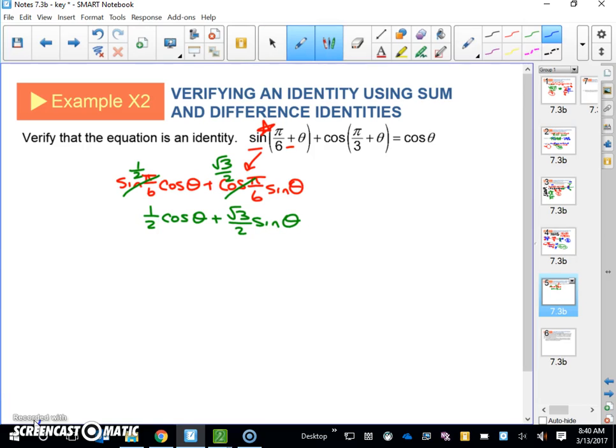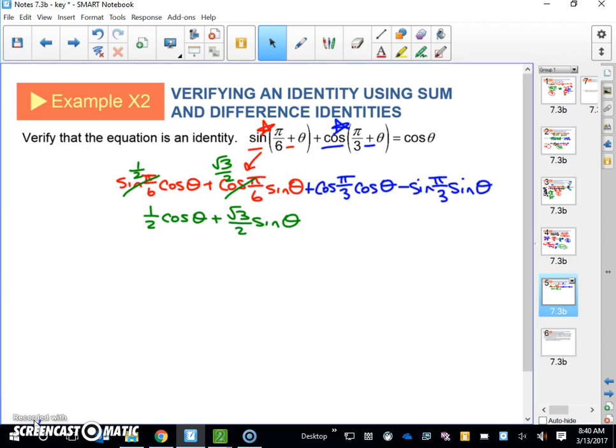When we look over here, we see a cosine sum. And so we would have a second identity for this cosine sum. Cosine sum says cosine, cosine minus sine, sine. And so we would have cosine of the first one, cosine of the second one, minus sine of the first one, sine of the second one. Cosine, cosine minus sine, sine. That's the pattern. Look at your formulas. Have your formulas handy. I know you don't have them memorized, and that's okay. But have them handy so you can look at them at least.